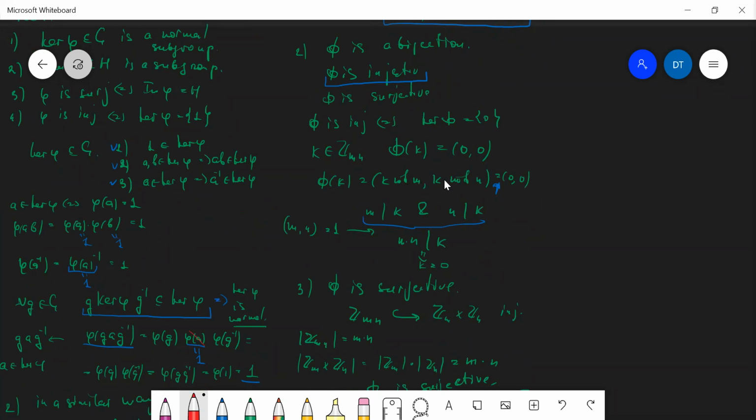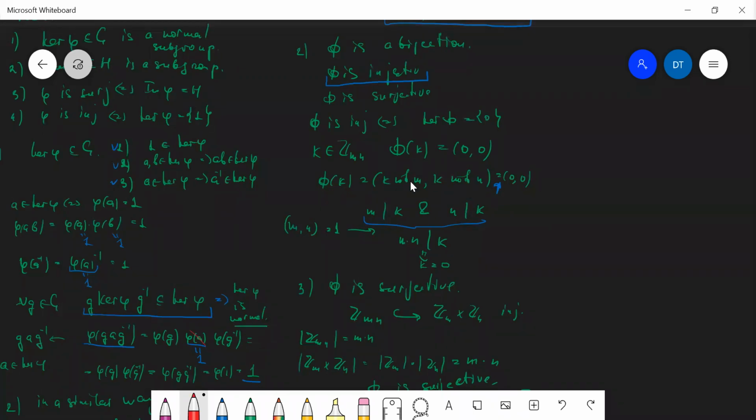It is (k mod m, k mod n), and we want this to be (0, 0). So k mod m must be 0 and k mod n must be 0. This happens if and only if m divides k, then the first component is 0, and if and only if n divides k, the second part is 0. So we have these two conditions. But now, when m and n are coprime, this is equivalent to this condition. Yeah, that's clear for now.